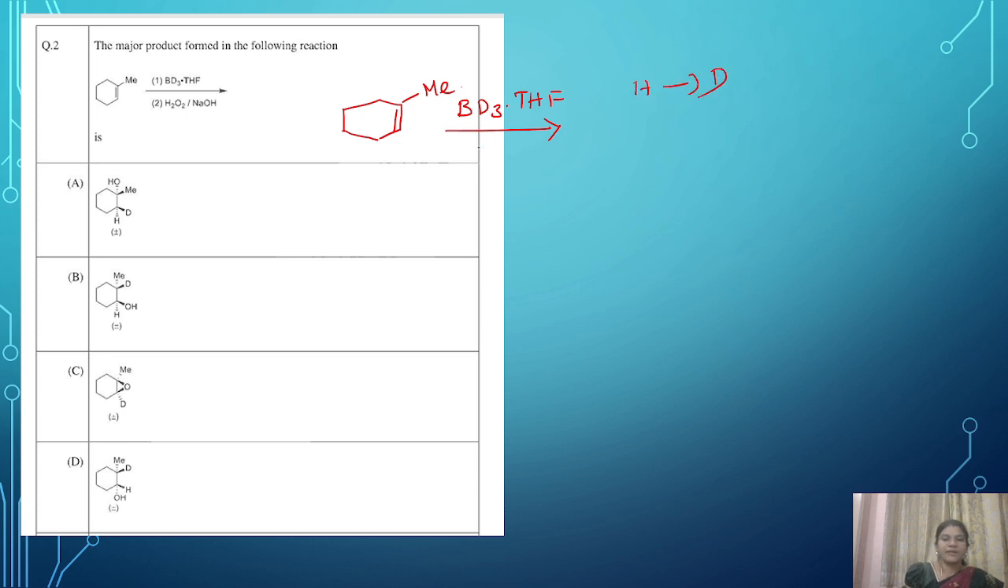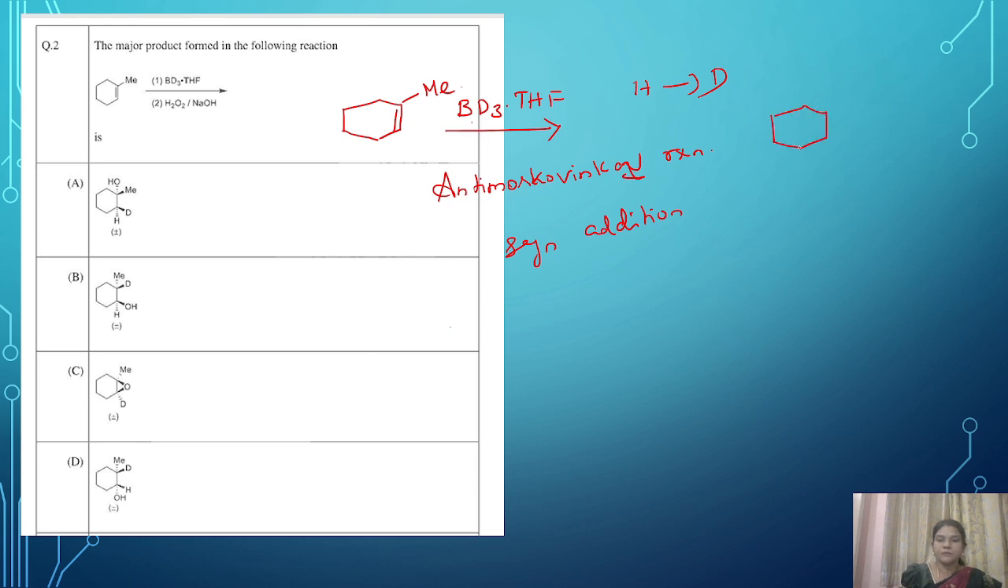Okay, what will happen? This reaction also involves two types of concepts. One is anti-Markovnikov addition and the other is syn addition. Syn addition means both the incoming groups are attached to the same face of the molecule. Okay. First, this is converted into what? After the addition of this reagent, what will be the product?